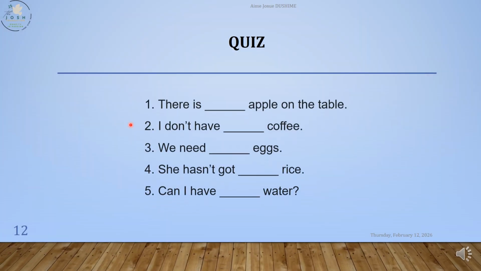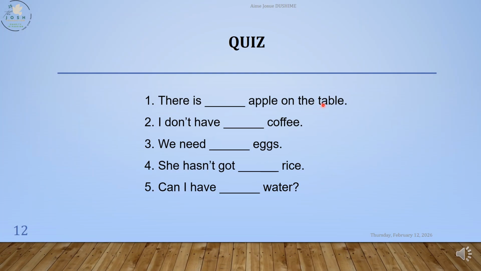When you go into the quiz, there is dash dash apple on the table. I don't have dash dash coffee. We need dash dash eggs. She has got dash dash rice. Can I have dash dash water?